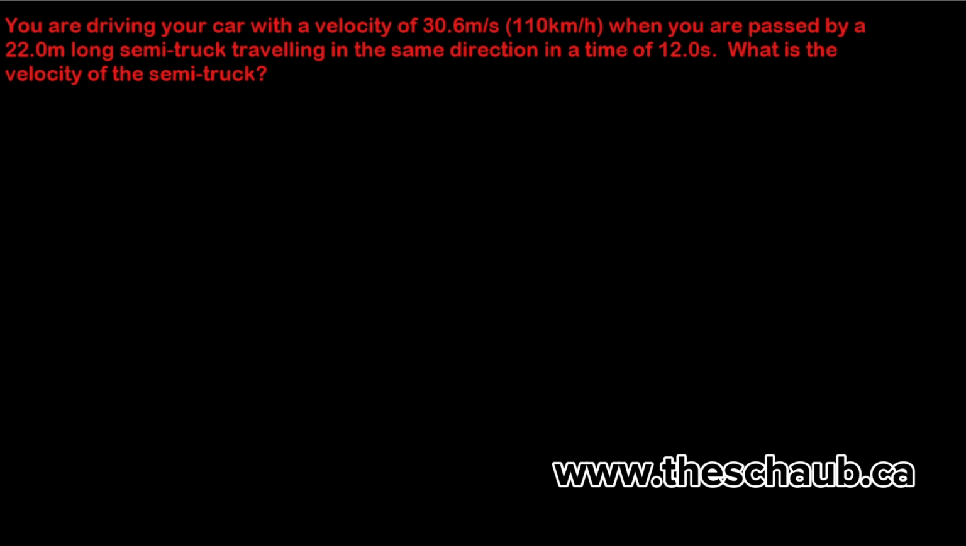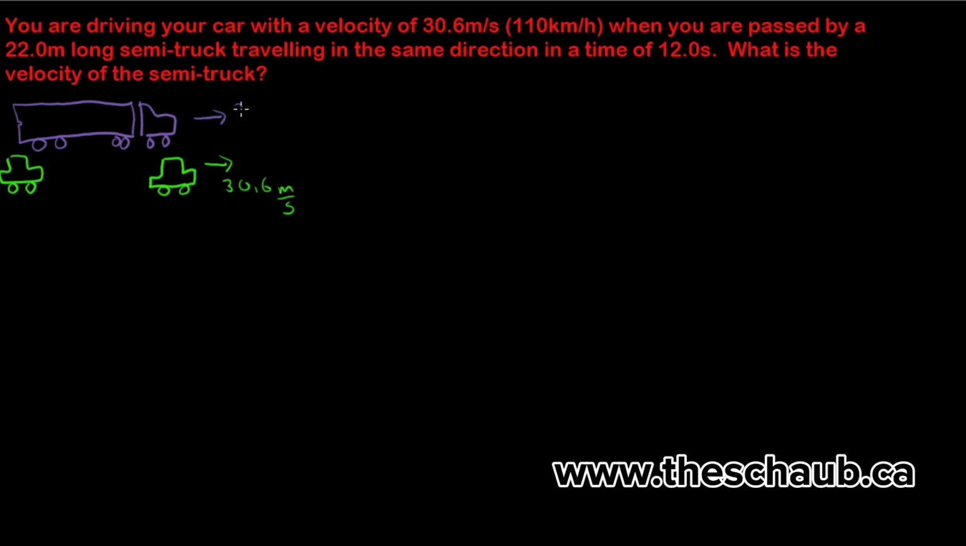For all physics questions, it's always a good idea to draw out the scenario. So let's start this question by making a drawing. In this scenario, you're traveling with a velocity of 30.6 meters per second. The semi-trailer is traveling with a velocity that is unknown.